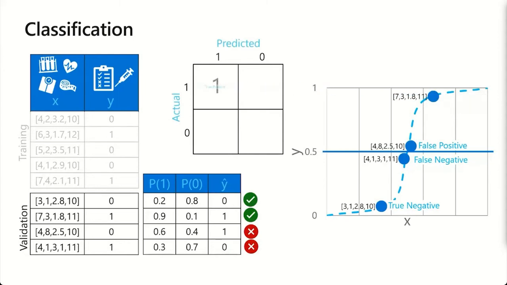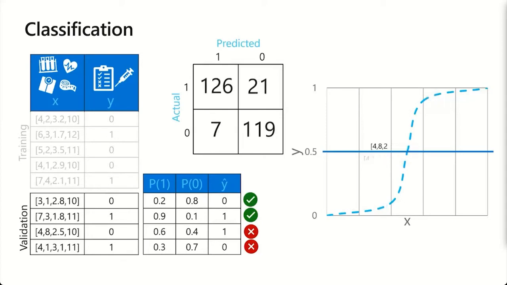True positive, false positives, false negatives, and true negative. So top left, true positive, and bottom right, true negative. Now we can compute some metrics with this. Four rows is just not enough, so what we're going to do is add some data. And with a magical touch, poof, we have more data.